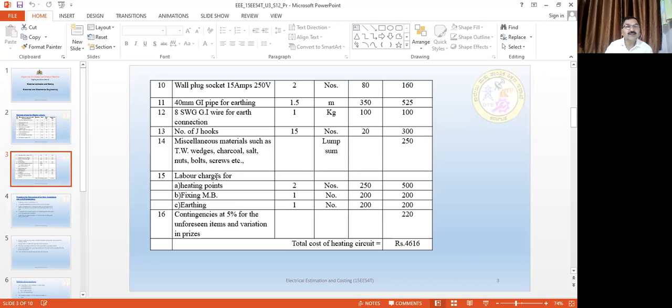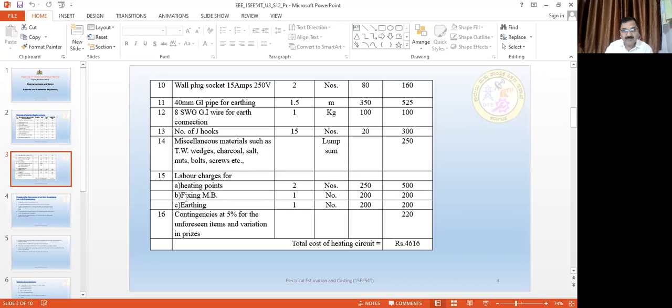Now, labor charge for heating circuit. Now we have 2 points. Labor charge for each point is about 250 rupees. So it is costlier compared to the lighting point because we have only 2 points in the heating circuit, but the length of wiring will be more compared to the lighting. So labor cost becomes costlier compared to the lighting circuit. So for 2 points, we get 500 rupees. This is the labor charge.